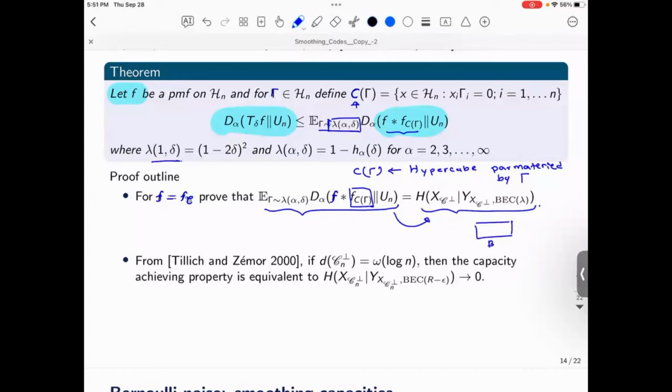where this means that you have a BEC channel of lambda, and the input distribution is distributed according to f C perp, and the corresponding Y is written in this manner. So this is a shorthand notation to represent all these. Input is distributed according to the uniform distribution of the dual code, and the channel is the binary erasure channel.